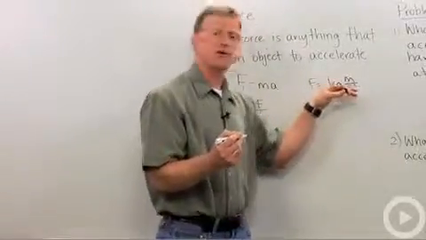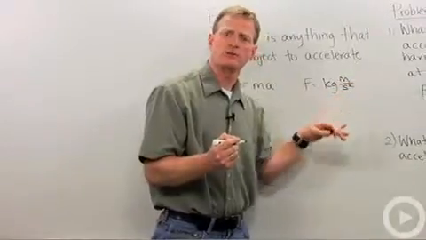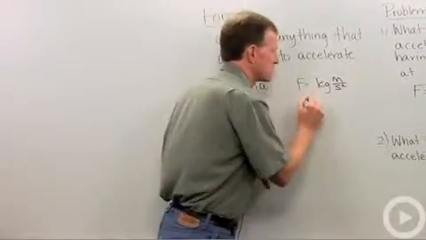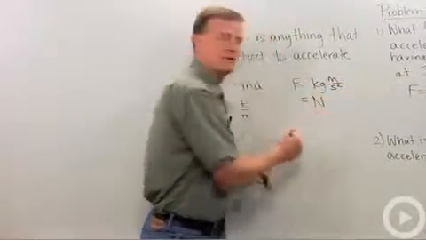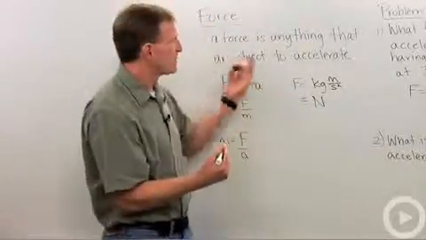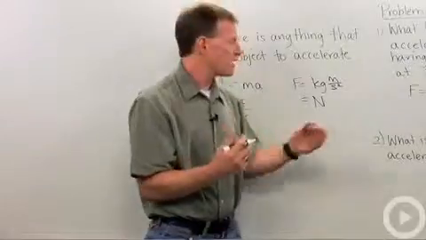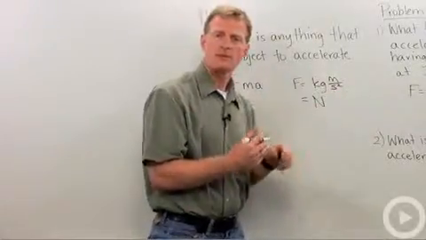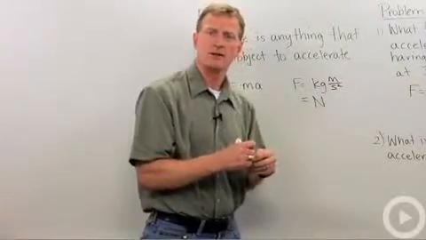We can say 1 kilogram times meters over second squared equals 1 Newton. So when we write a big N, named after Sir Isaac Newton, the man who discovered this, we're talking about 1 kilogram times meters per second squared, the mass times the acceleration.